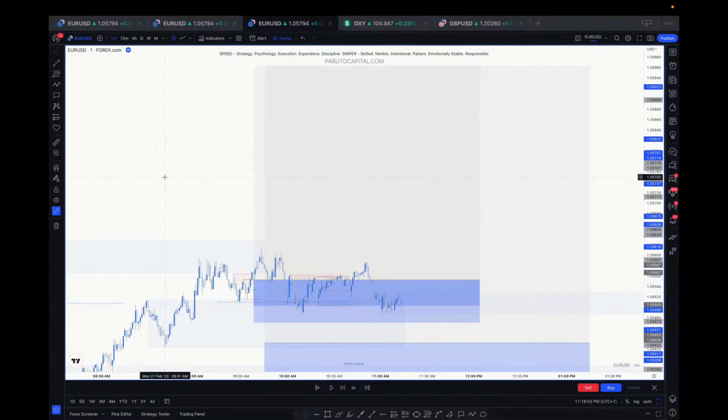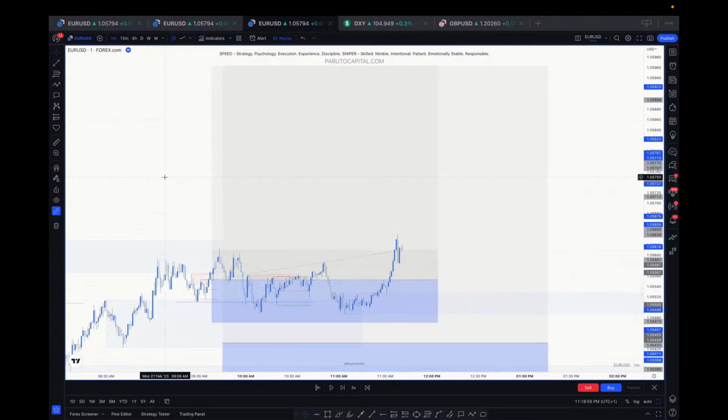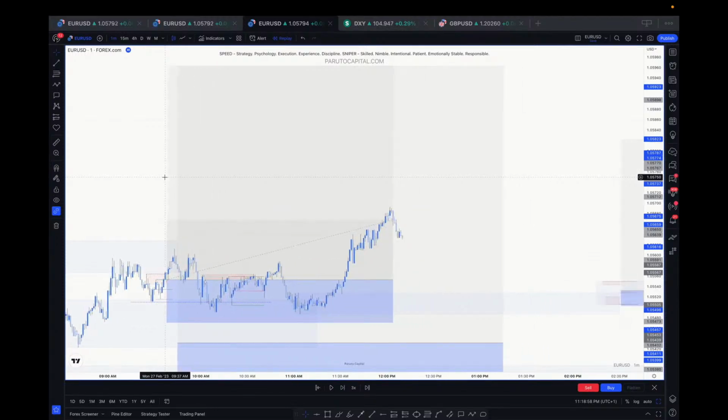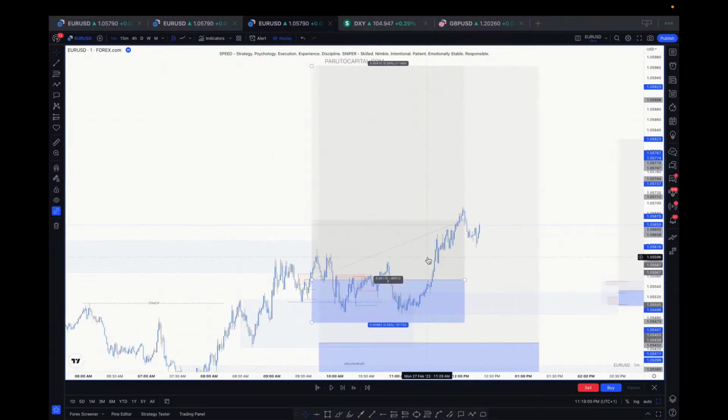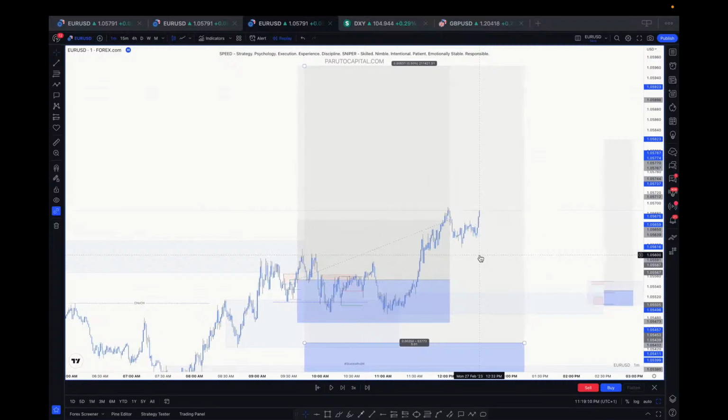Okay, let's see. All right, price is moving out. Cool. This is now London session. Of course, we're off London session already, heading towards New York session. So it's going to be a long trade.